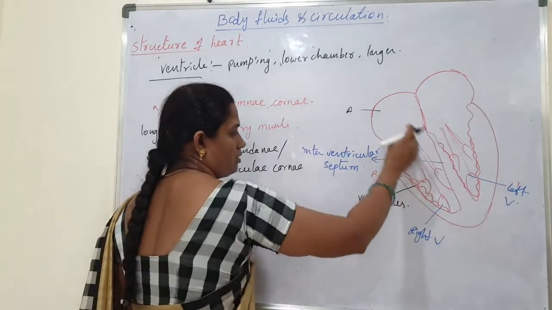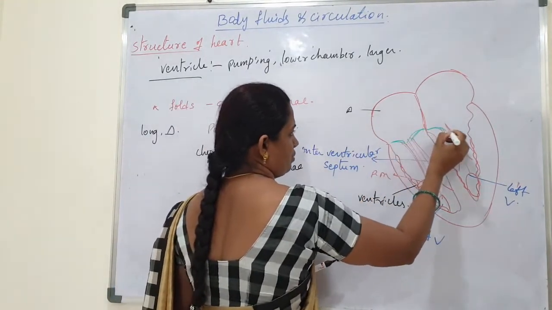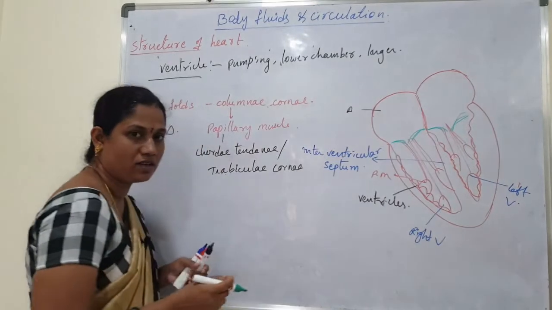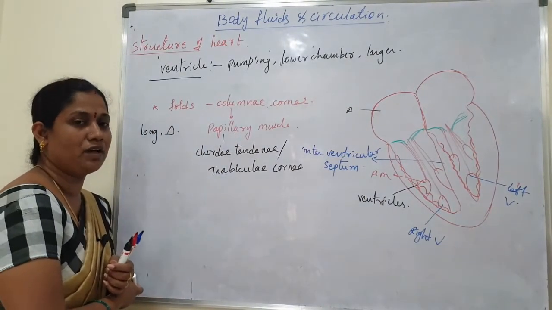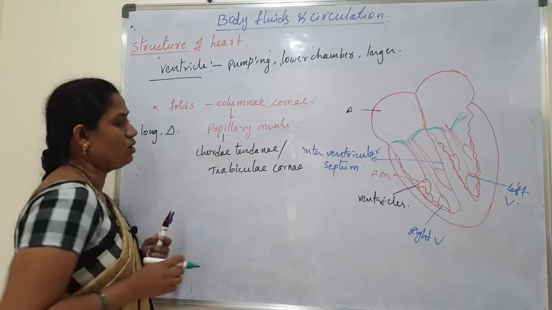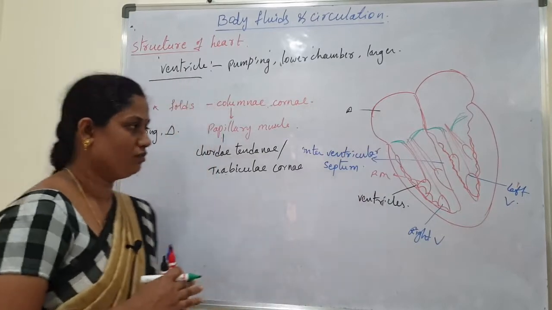These string-like structures are connected to the valves. Here the bicuspid and tricuspid valves are present, the AV valves. So the chordae tendineae are connected to the AV valves, the bicuspid and tricuspid valves.